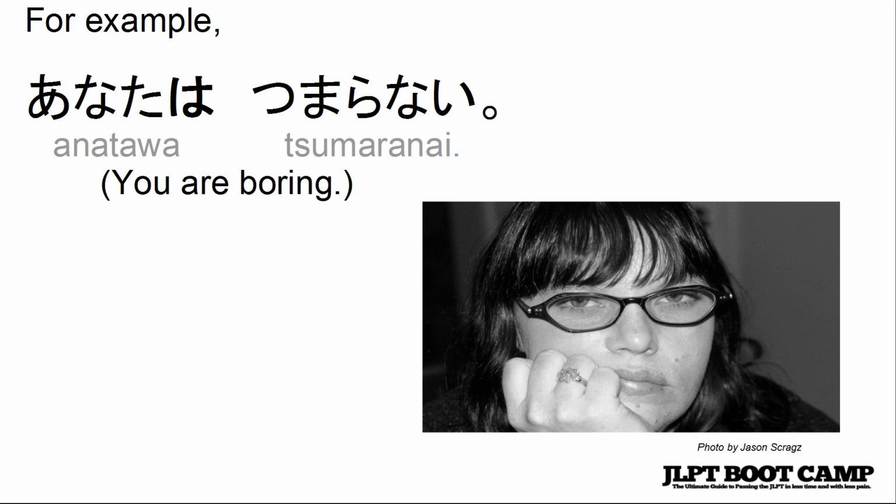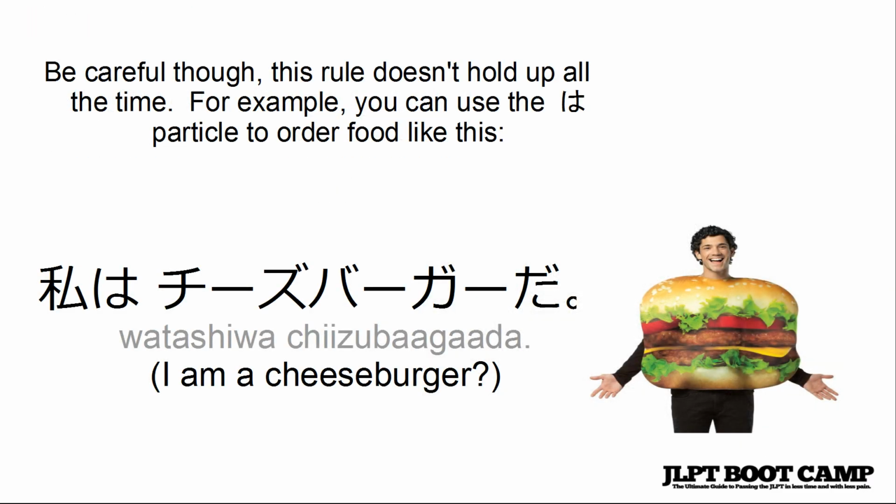However, you need to be careful. This rule doesn't really hold up all the time. For example, you can use the wa particle to order food like this. Watashi wa cheeseburger da. So if you used the previous rule, you would think maybe that means I am a cheeseburger, which it doesn't actually.